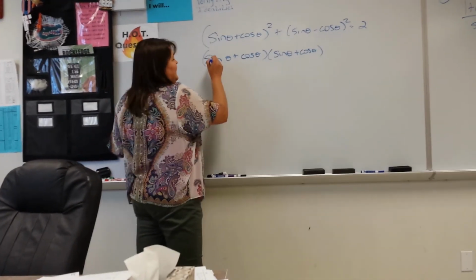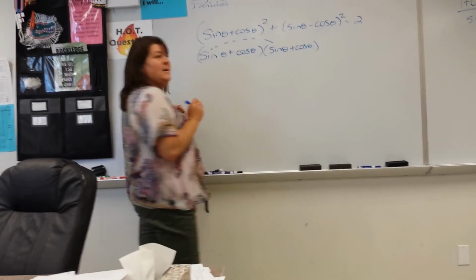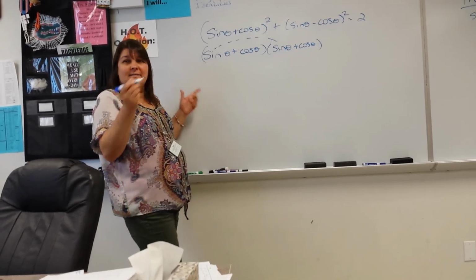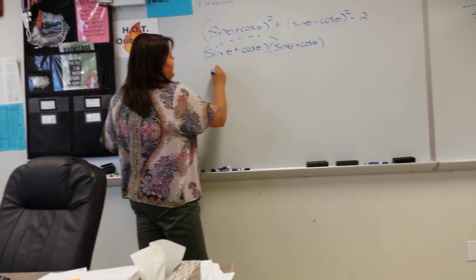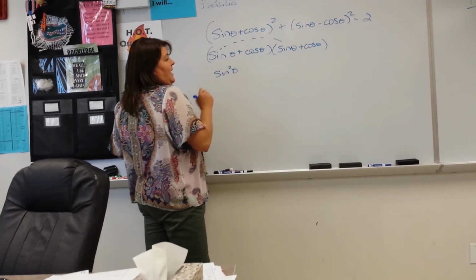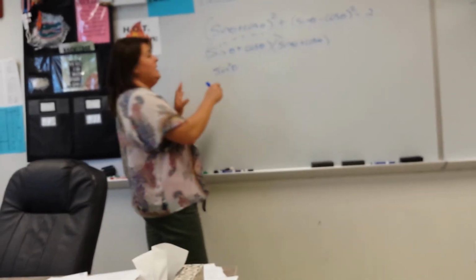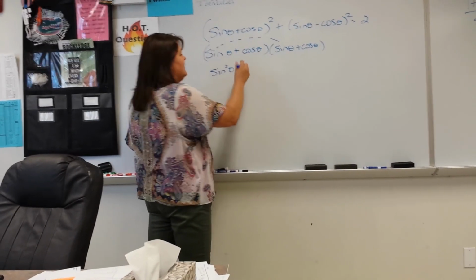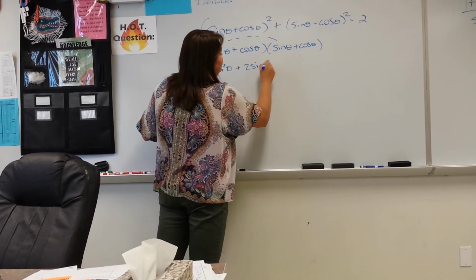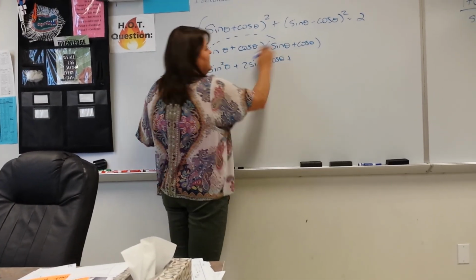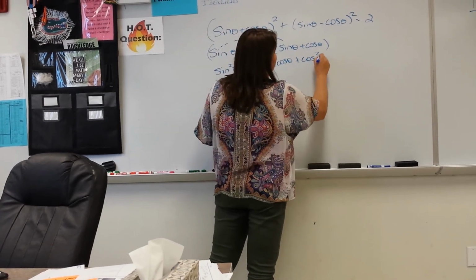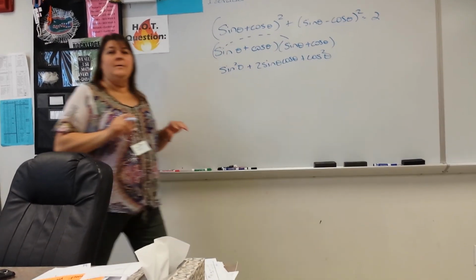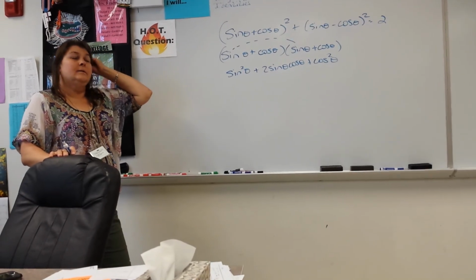So we're going to multiply first, outer, inner, last. So we have sine squared, and then we have 2 sine cosines, right? So this times this is sine cosine. This times this is sine cosine. So there's 2 of them. And then this times this, cosine squared. Beautiful.